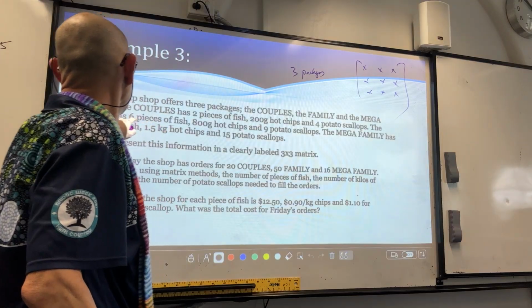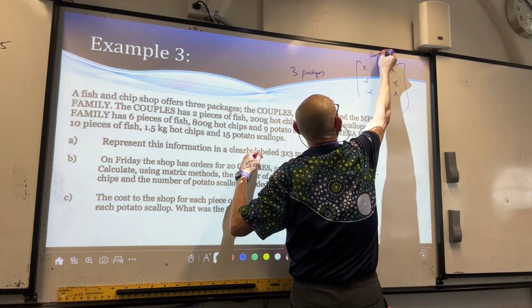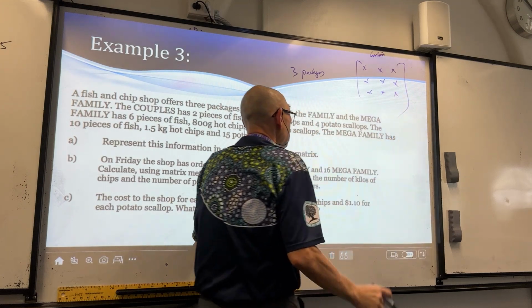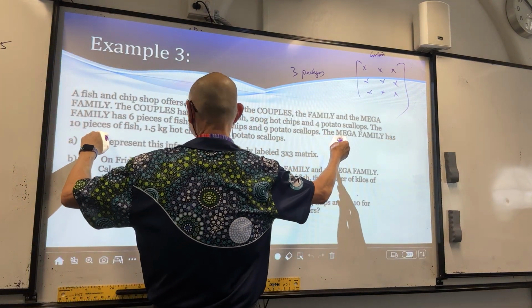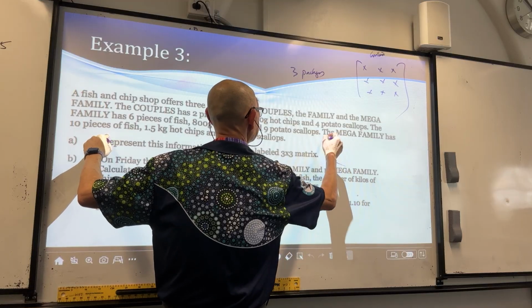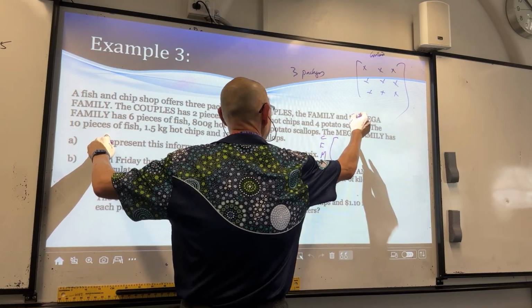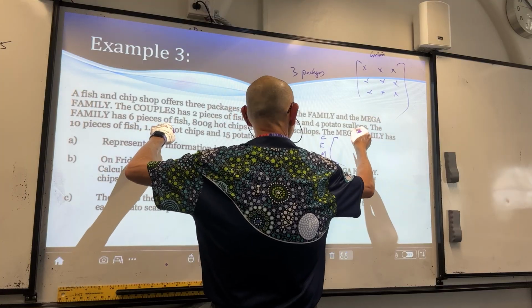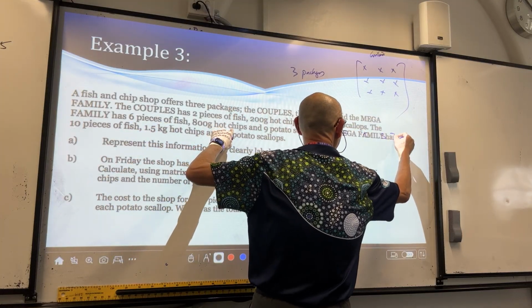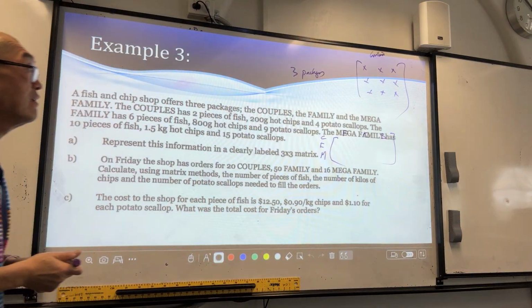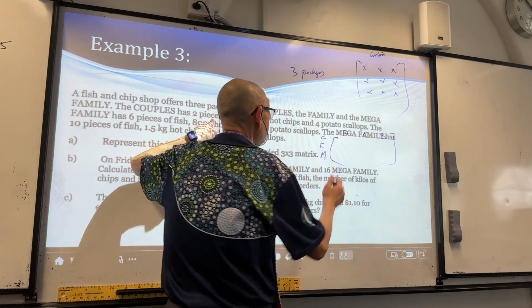And that would be the content of the packages. Right? So you would have 3 rows. I'll start off with couples, family, and mega. Then the top bit will be fish, chips, and potato scallops. So what you do is couples, 2 pieces of fish.